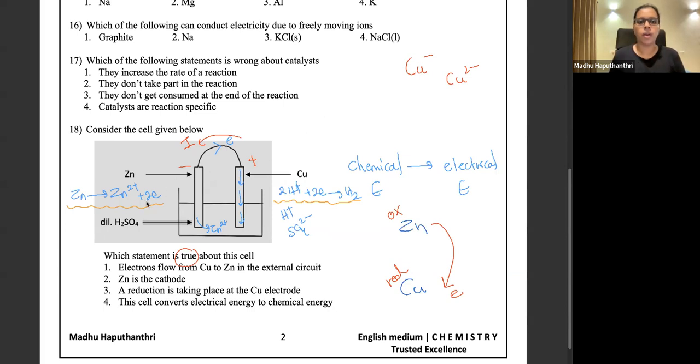Then oxidation is always happening at the anode, anox. So oxidation is this, and in the galvanic cell, the anode is negative. This is a reduction. Reduction is happening at the cathode. This is the entire cell setup. In the first statement, tell me whether this explanation is okay. Did you understand it clearly?